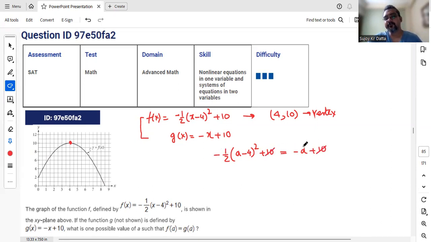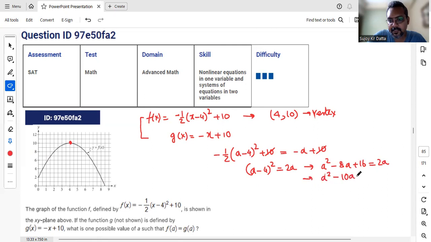Now, when you have both sides like minus half times something equals negative, the negative sign will cancel out. And if I just take the 2 to that side, you will end up with (a minus 4) whole squared equals 2a. Expanding it, a squared minus 8a plus 16 equals 2a. So a squared minus 10a plus 16 is 0. So factorize this, 8 and 2.